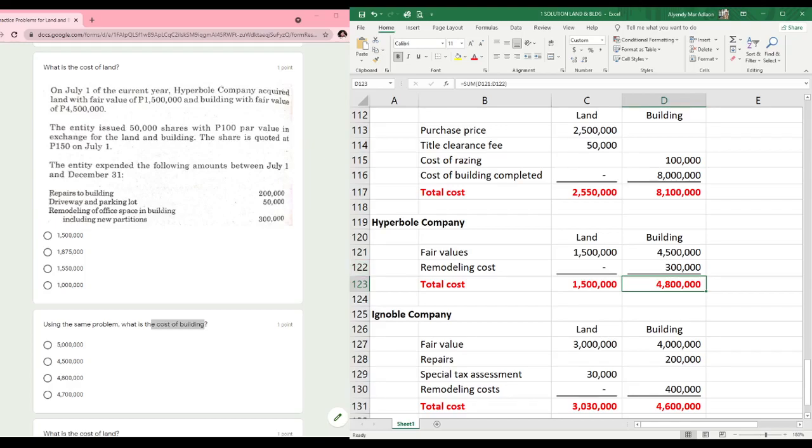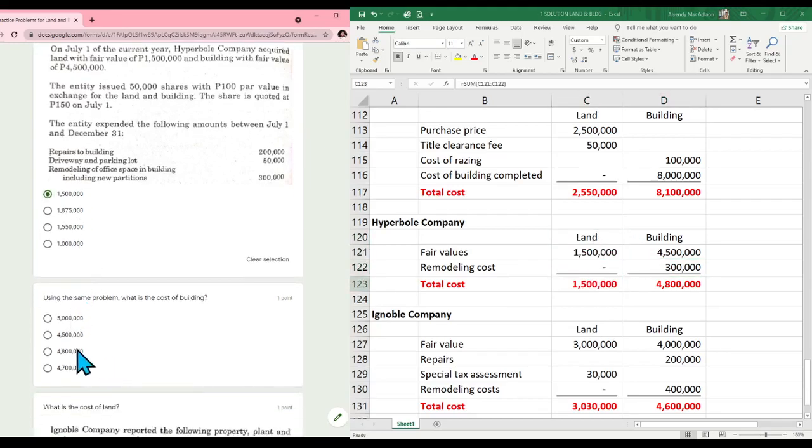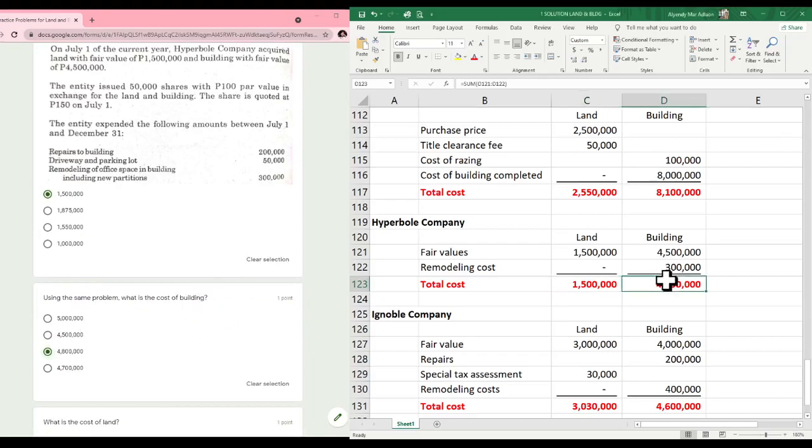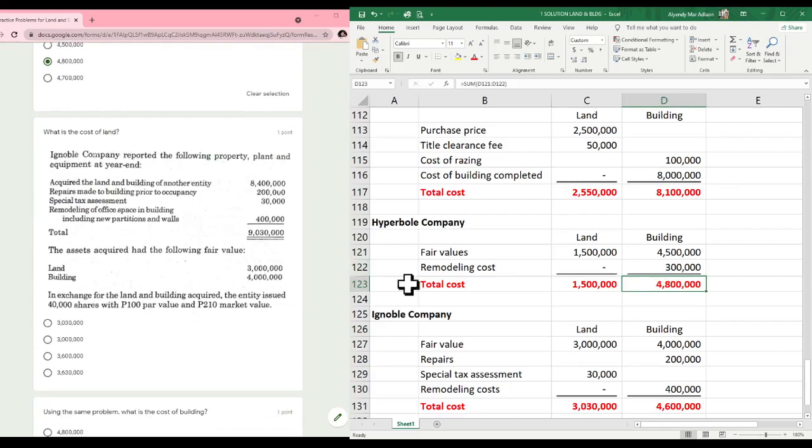Next, we have driveway and parking lot. This is a land improvement. And lastly, remodeling of office space building and building including new partitions. This is renovation and so part of the cost of the building. And so, the total cost of the land is just the 1,500,000 and for the building that is 4,800,000.